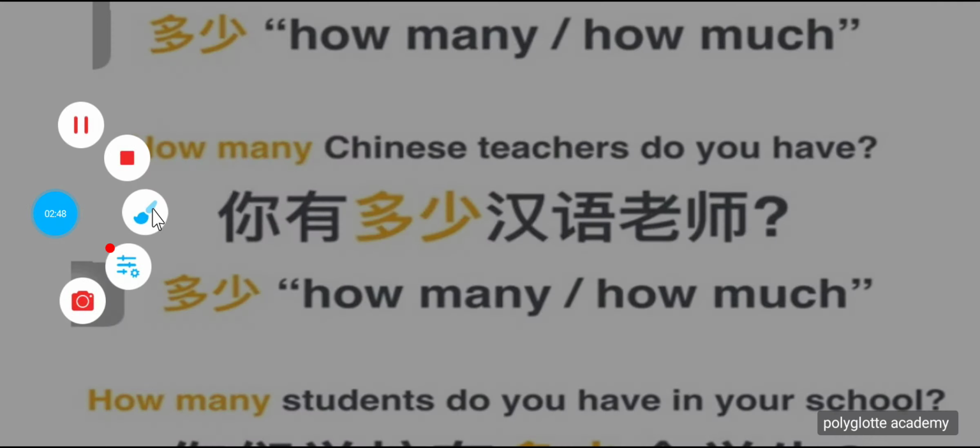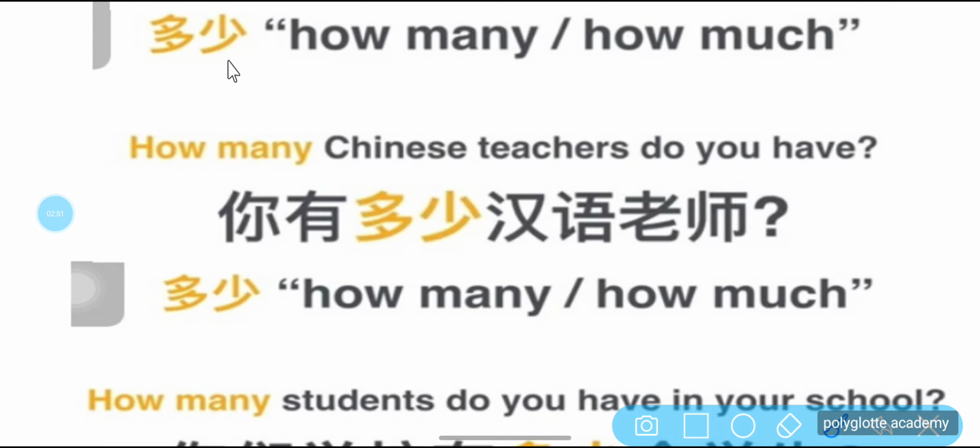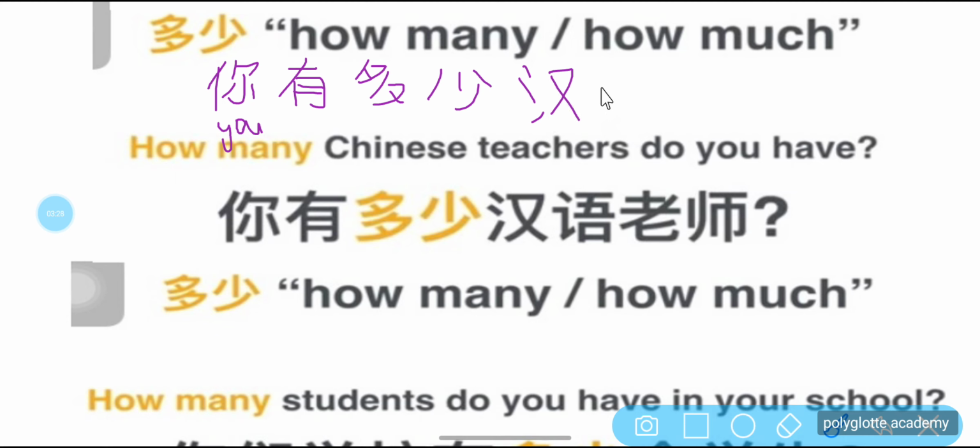The same example with how many, 多少. So 你有, 你 which means you. 有 is to have. 你有多少？你有多少汉语老师？汉语。So we have the word 汉语.